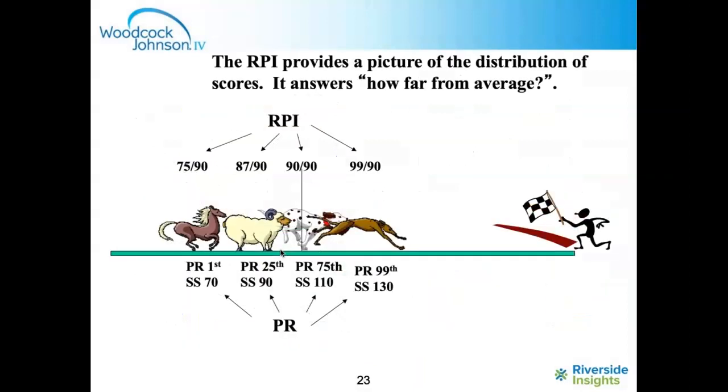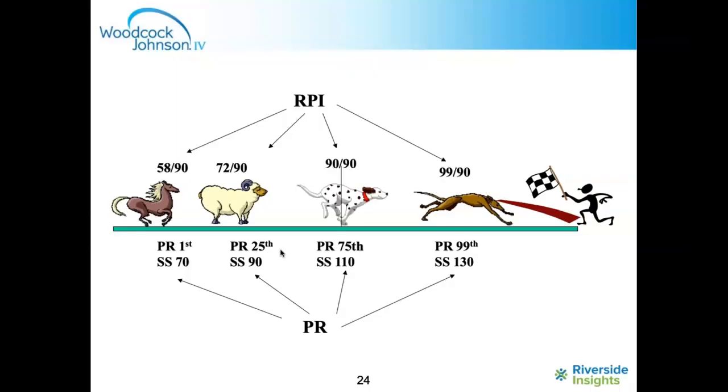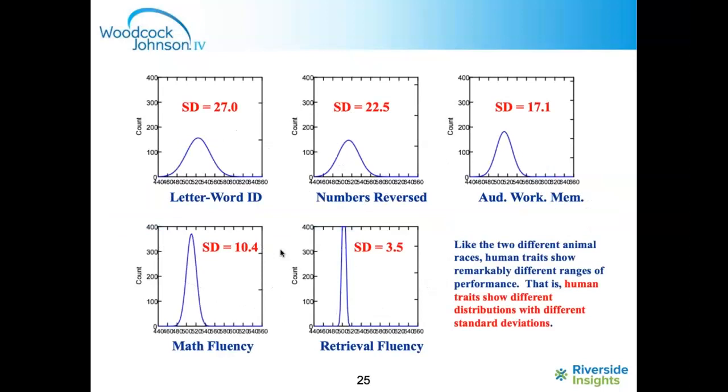So let's look at those again. Here's the horse in this group, 75/90. Not really that bad of an RPI score, even though the relative standing was low. But in this one, same relative standing, and we see that RPI score go down to a 58/90, which is a significantly lower score. And this isn't just theoretical. What we see is that scores on our tests do behave this way.